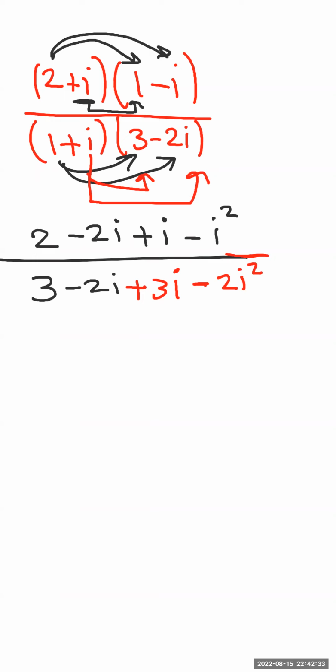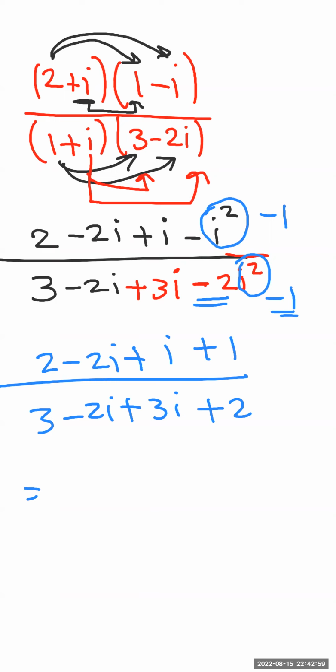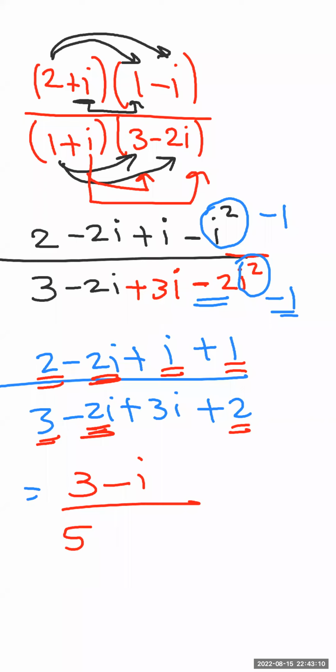Now simplify the numerator. This one, i squared, is negative 1. Negative negative 1 means it's plus 1. Then 2 minus 2i plus 1 over. This one, i squared, is minus 1, so negative 2 times a negative 1 means plus 2. Then 3 minus 2i plus 3i. Now in the simplest form: 2 plus 1 is 3, negative 2i plus i is negative i, over 3 plus 2, it's 5, negative 2i plus 3i, so plus i. Now it's in the simplest form.